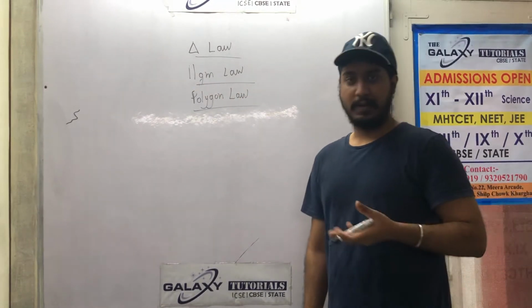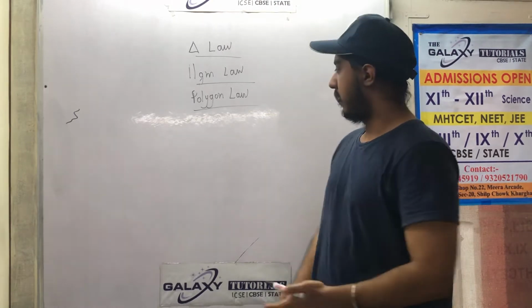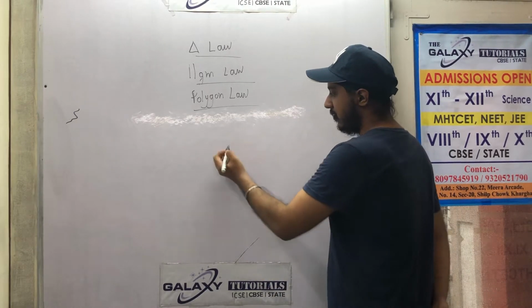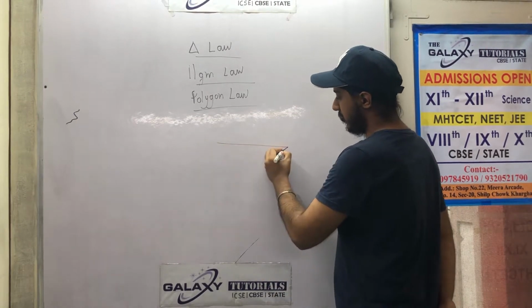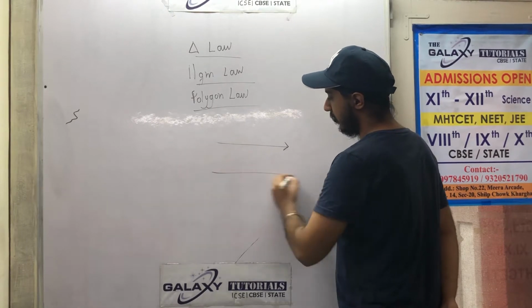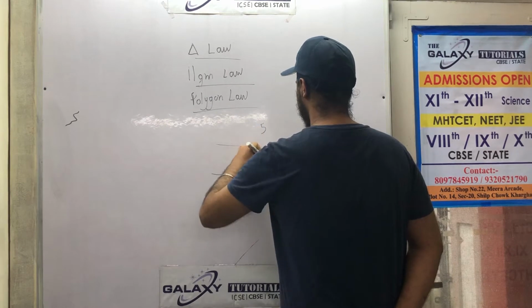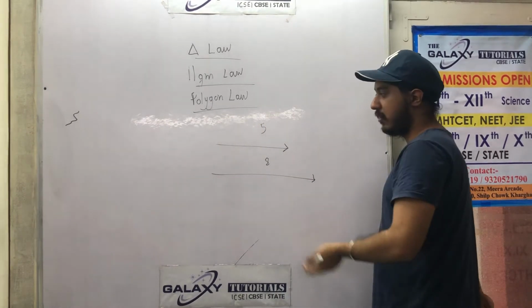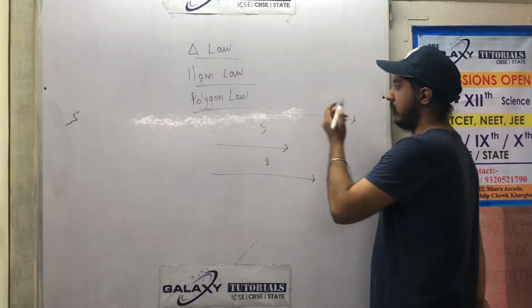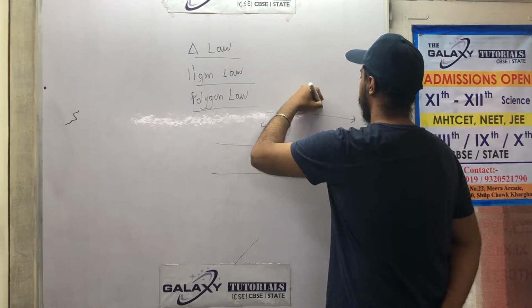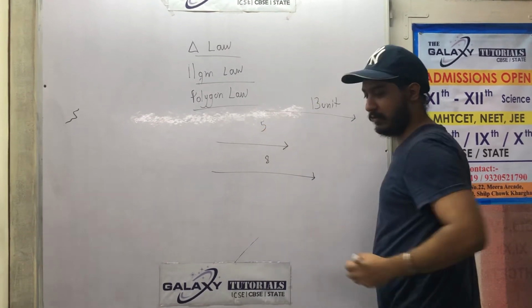Okay, when do we use these laws? I told you in the last class that when there are two vectors in the same direction, this is one vector and this is the other vector, this is 5 unit and this is say 8 unit, you can simply add them, you will get the resultant as 13 unit. I told you in the last class. But now you will see a different case.